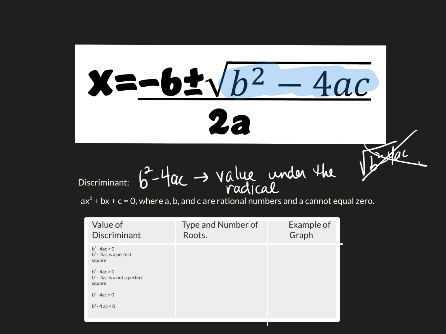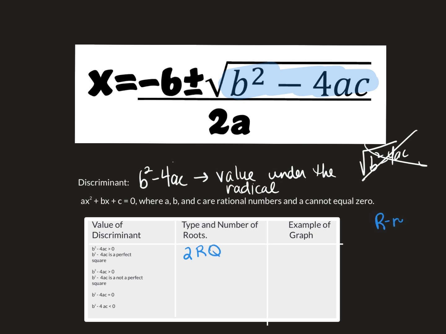So, looking at this first, b squared minus 4ac is greater than 0, and it is a perfect square. So if it's greater than 0 and a perfect square, then that means you will have two real rational roots.